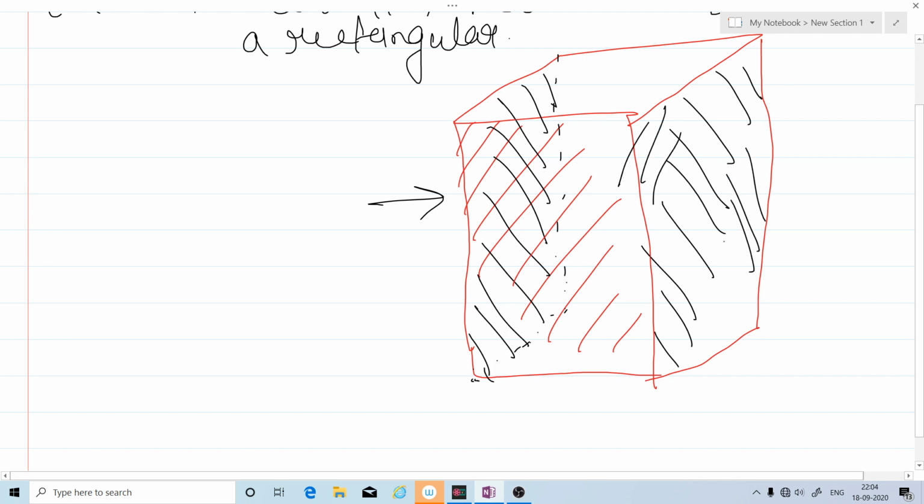Actually, there is a temperature difference between the left and right faces. The left face is at a higher temperature, consider it as T1, and the right face is at a lower temperature, consider it as T2. Because of the temperature difference, heat transfer will take place from the left face to the right face, and this is what we are going to study in our class.